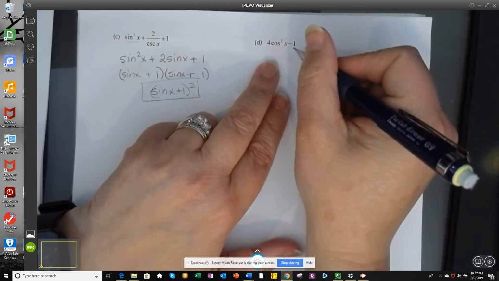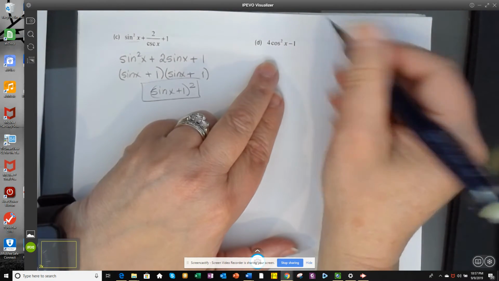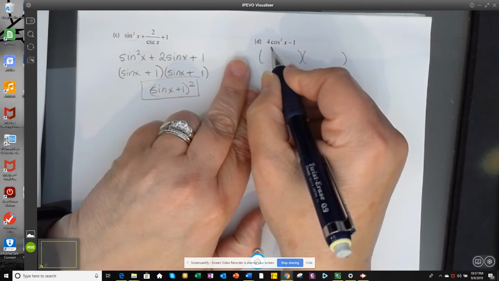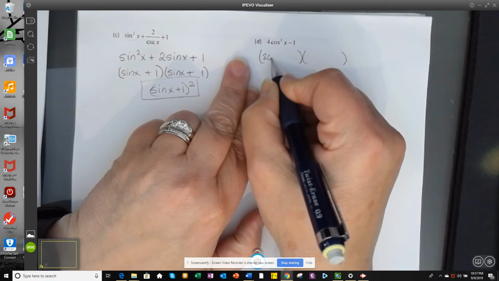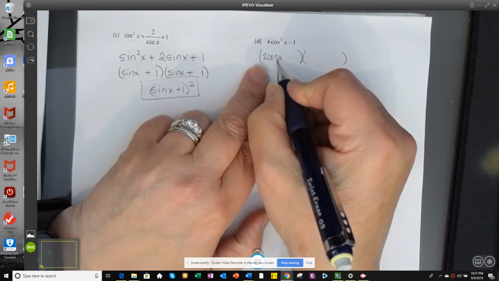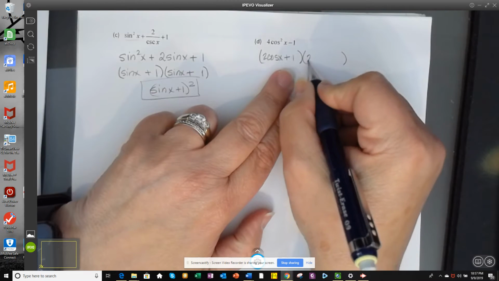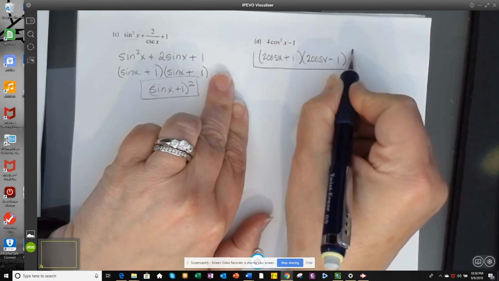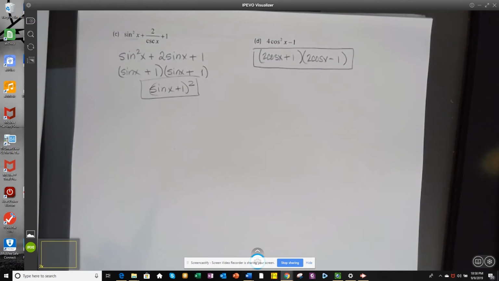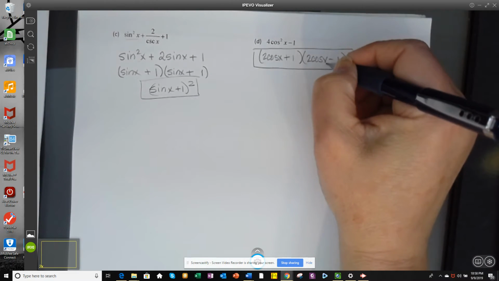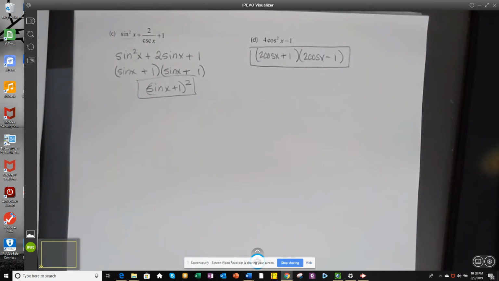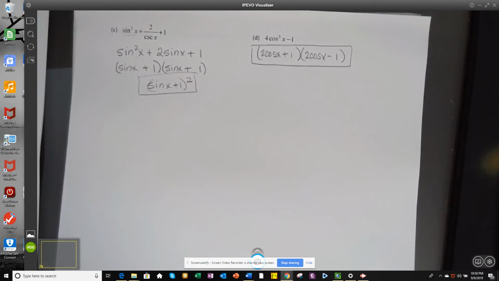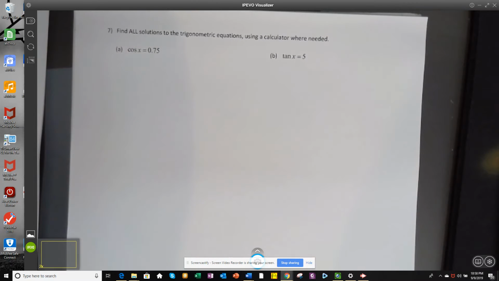All right, so I'm going to factor this one. This is the difference of squares. So what's being squared here? Well, 2 cosine x. So I can say 2 cosine x plus 1 and 2 cosine x minus 1. And that's as simple as the difference of squares. Okay? So factoring is kind of fun with trig functions. It's the same, it's just you've got more letters to write.